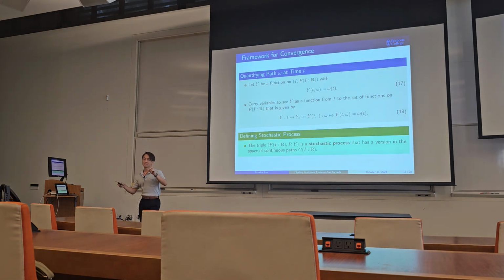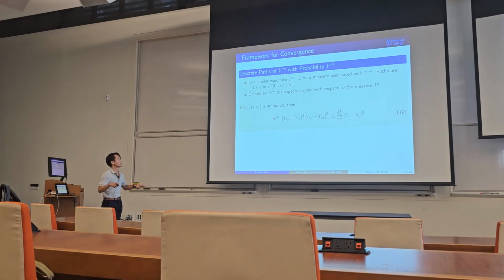What's really nice about the three functions that we just made is that we can define a stochastic process with them. With the three elements, the set of all path spaces going from I to R, the probability measure that we just had, and the y function that gives a value for the path space at time t, we can define a stochastic process. And there's a version of this in the space of continuous paths C of I to R.